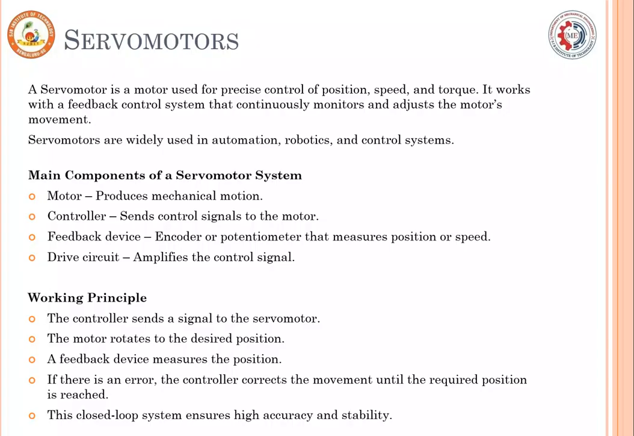In the working, the controller sends a signal to the servo motor. The motor rotates to the desired position. A feedback device measures the position. If there is an error, the controller corrects the movement until the required position is reached. This closed loop system ensures high accuracy and stability.